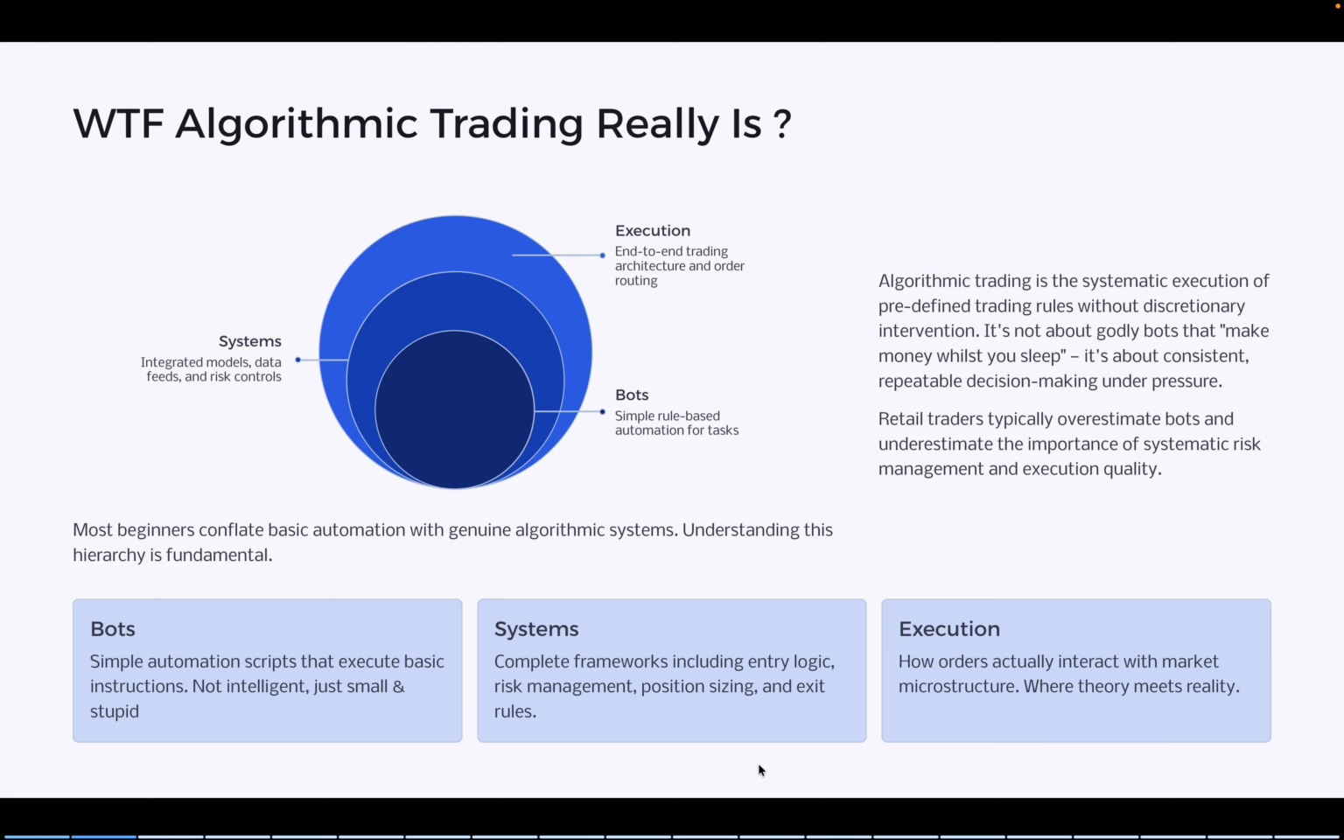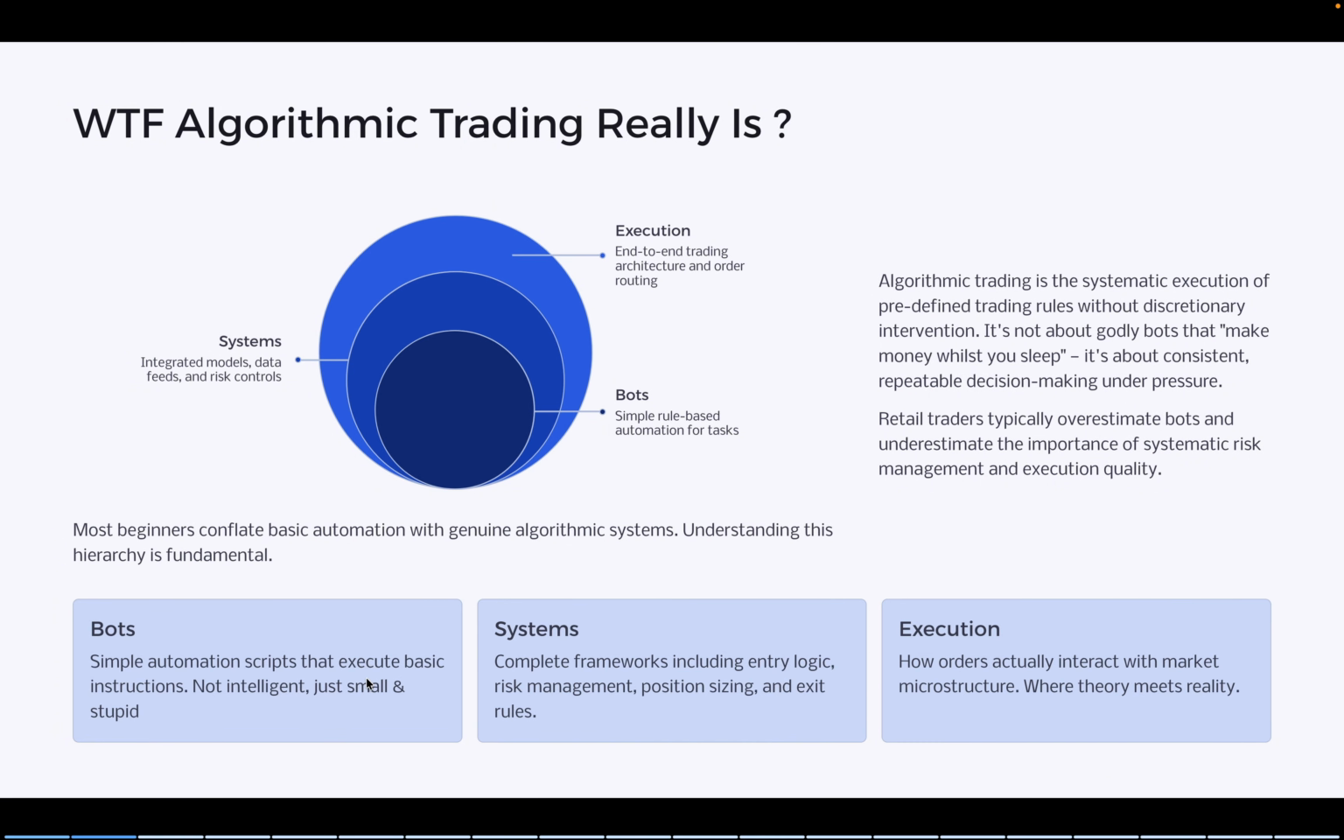Okay, so first of all, what really is algorithmic trading, right? So you have three things here. Number one is people start with bots, right? So for example, bots would be simple rule-based automation for tasks, right? For example, you have a bot for DCA, so dollar cost averaging, and you would be thinking that this is an algorithm. Like if you have a bot, it is not equal to algorithmic trading. Okay, it's just the starting point for the journey of algorithmic trading. So bots are just simple automation scripts that execute basic instructions. They're not intelligent, just small and stupid.